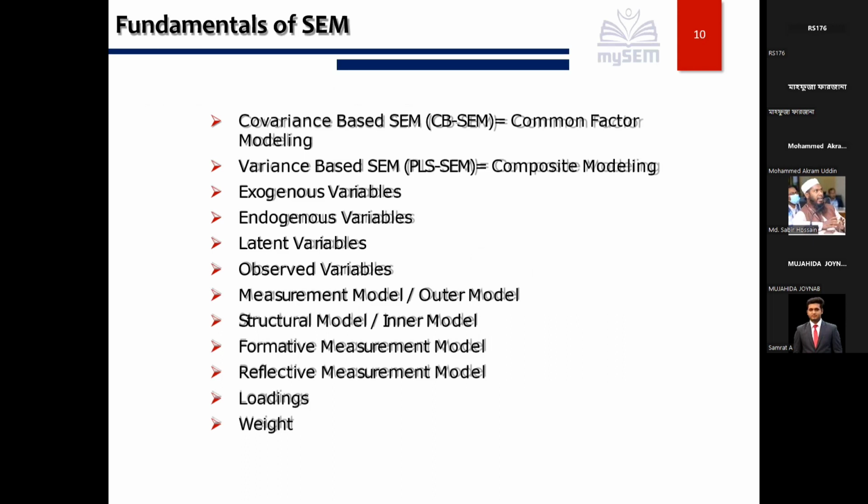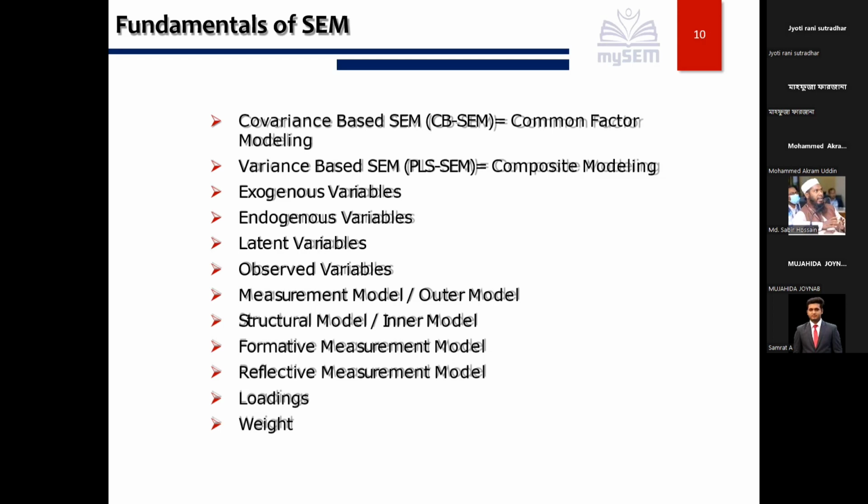So first you have to understand CB-SEM. We used to say the covariance-based SEM. This is called common factor modeling. Basically, it is actually now the SmartPLS. No, sorry, this is CB-SEM. This is basically the AMOS. Variance-based SEM, now we used to use this, is the PLS-SEM.